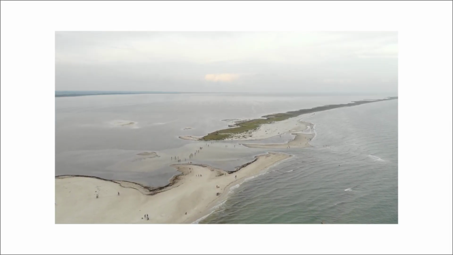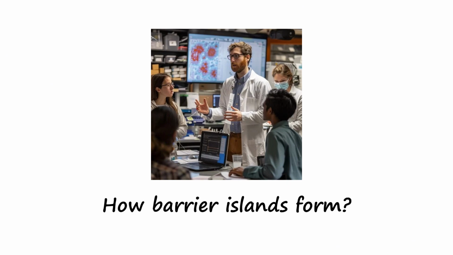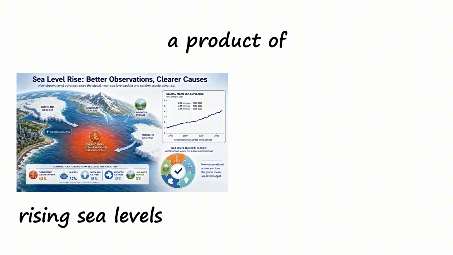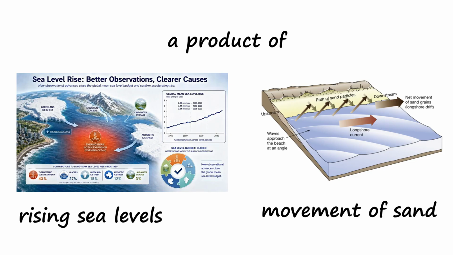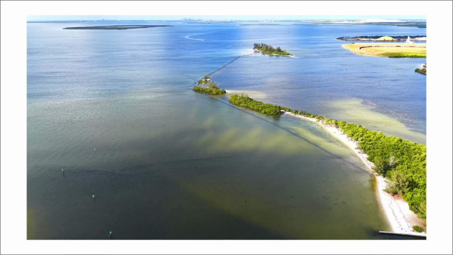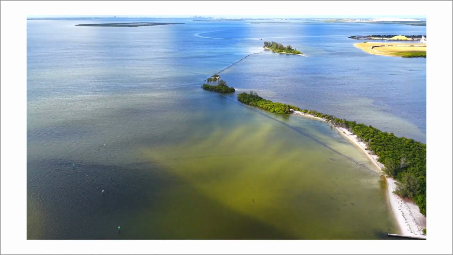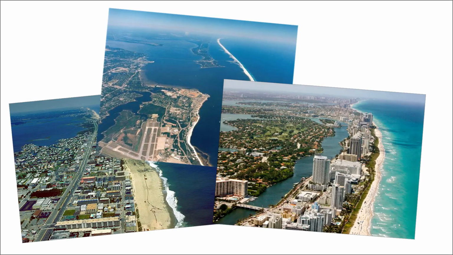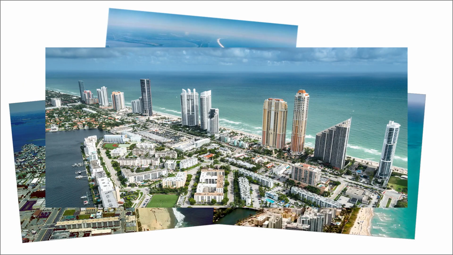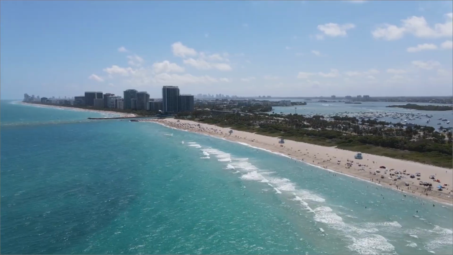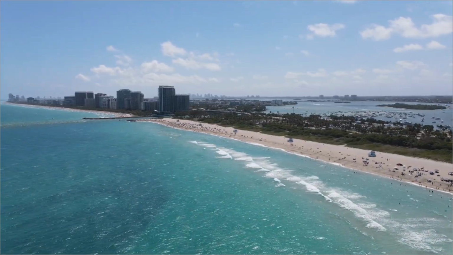How barrier islands form is still a subject of scientific discussion, but they are almost certainly a product of rising sea levels after the last ice age, combined with the movement of sand by waves and wind. They are dynamic and mobile. They can shift position over decades. Building cities and holiday resorts on barrier islands has been a persistent habit in many parts of the world, and it has frequently come into conflict with the island's natural tendency to move.